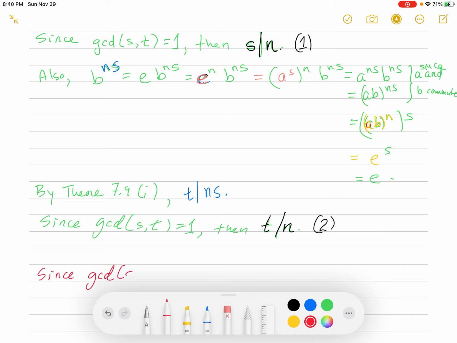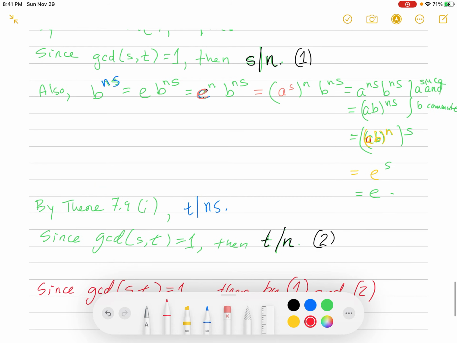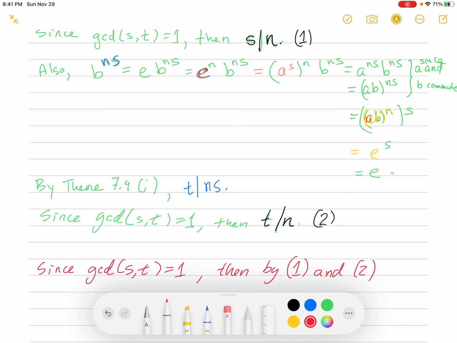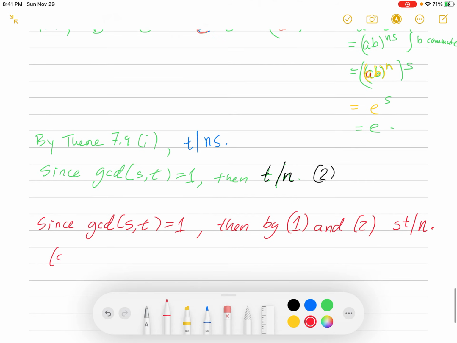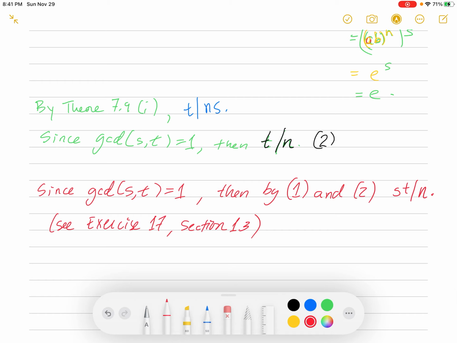Now one more thing we can say, since the greatest common divisor of S and T is 1, since S and T are relatively prime, then by 1 and 2, I shouldn't say capital 1 and 2, I should say that 1 and 2. Since S and T are relatively prime, and you put 1 and 2 together, S times T divides N. This is a famous exercise. This was exercise 17 from section 1.3. This is way back. We've only used it a few times this semester. So if you have S divides N, T divides N, S and T are relatively prime, then S times T has to divide N.